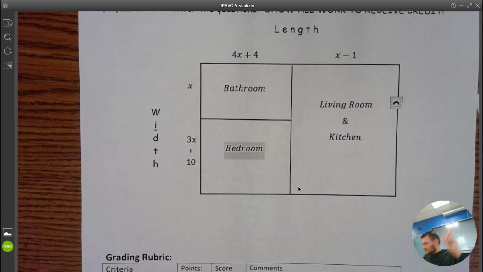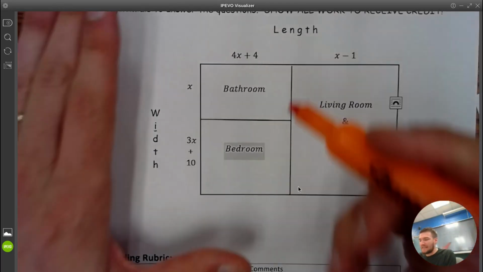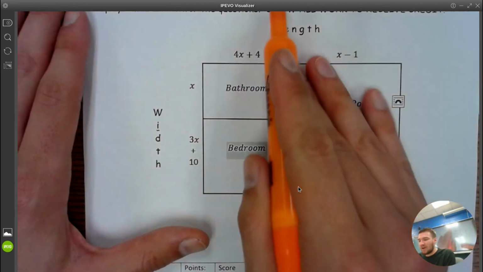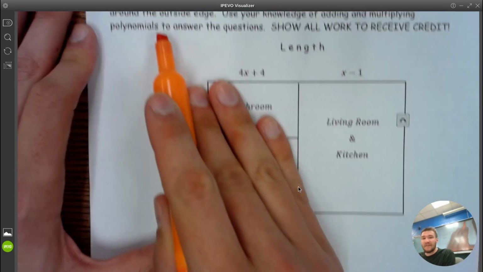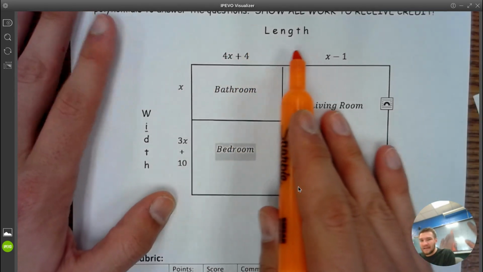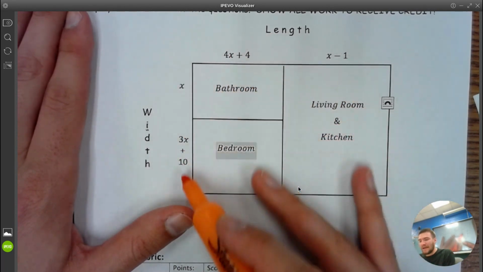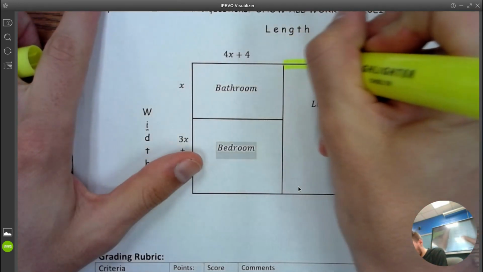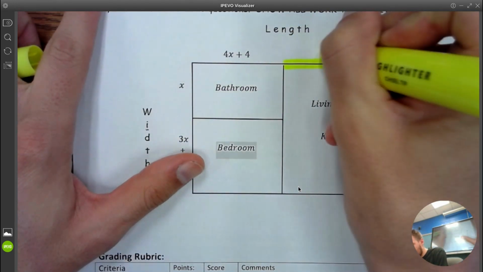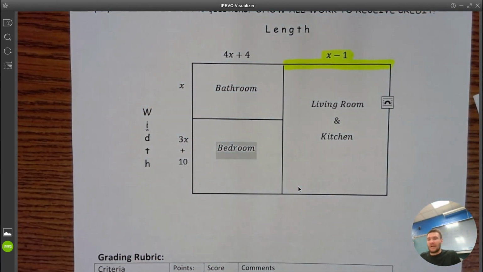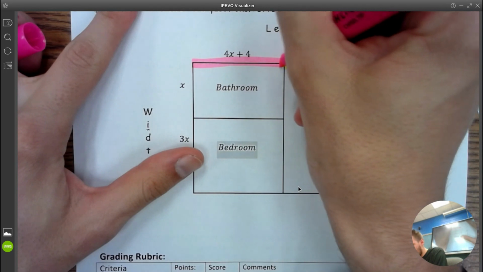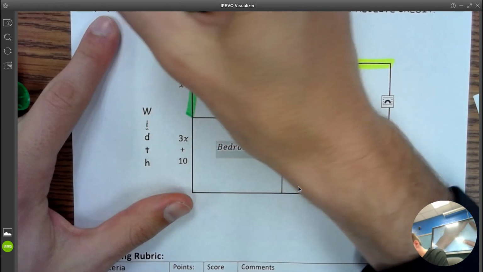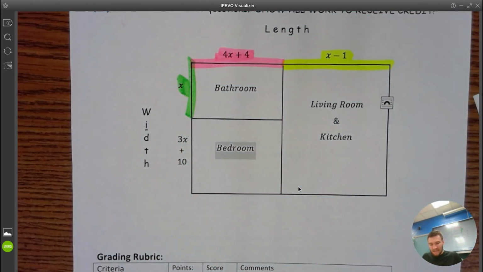Here you go. So, first thing I'm going to do is, looking at this apartment, the idea is we're going to try to figure out the dimensions for each room, which are given around the outside edge. So we have the length of the apartment across the top, and we have the width down the side. Okay? We're going to use these 4. This length, which is x minus 1. We're going to use this length, which is 4x plus 4. We're going to use this length, which is positive x. That's a nice, simple, easy one.